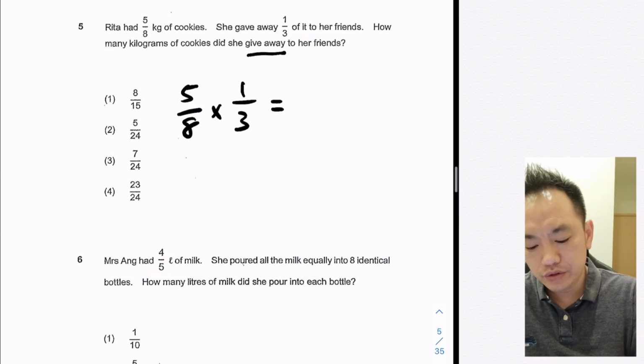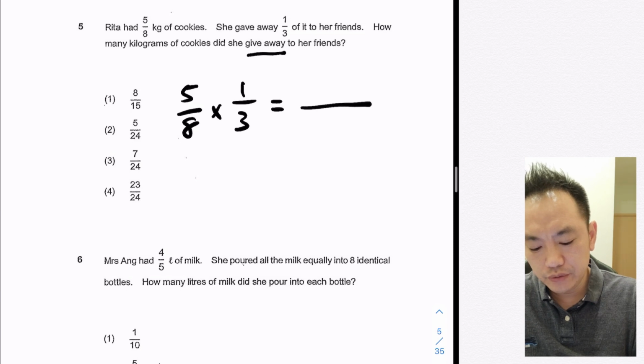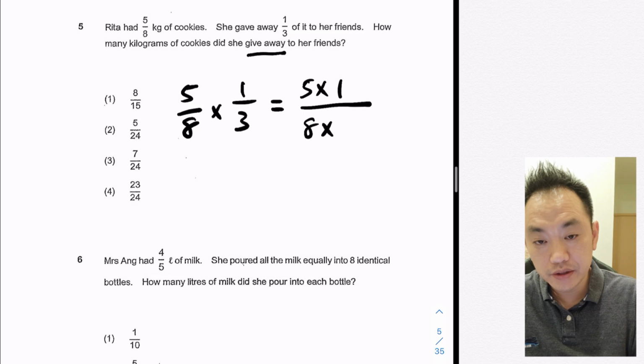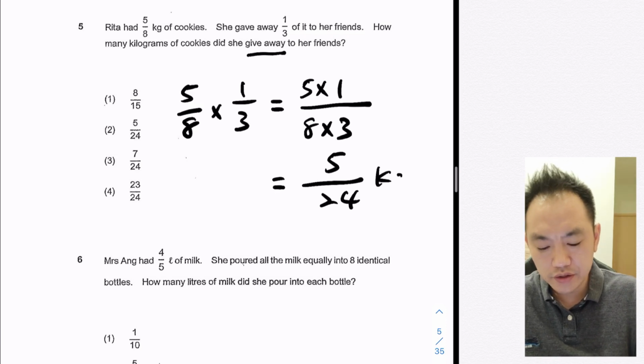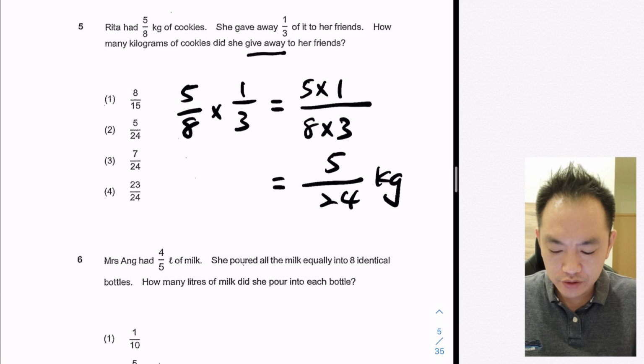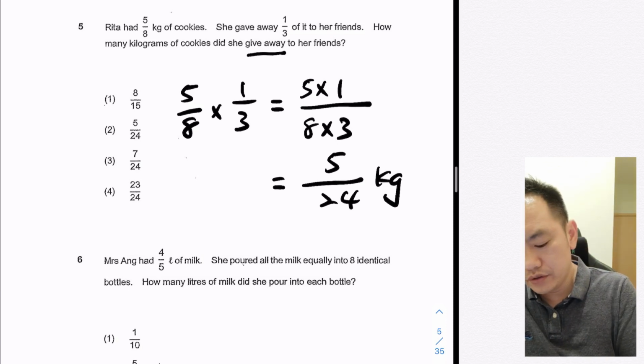For the addition and subtraction of fractions, you need to make sure the bottom, which is the denominator, is the same. For the multiplication of fractions, you don't need to do that. So what do you need to do here? Basically, you multiply the numbers at the top, and you also multiply the numbers at the bottom. So 5 times 1 equals 5. 8 times 3 equals 24. Okay, and then the unit is kilogram. So the answer is 5 out of 24, which was 2.